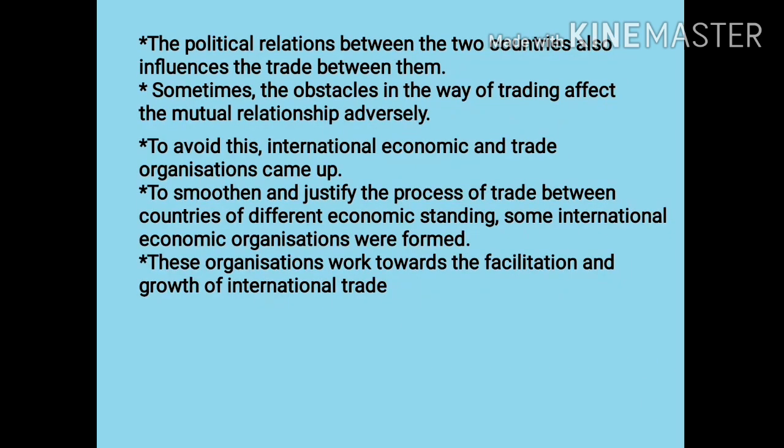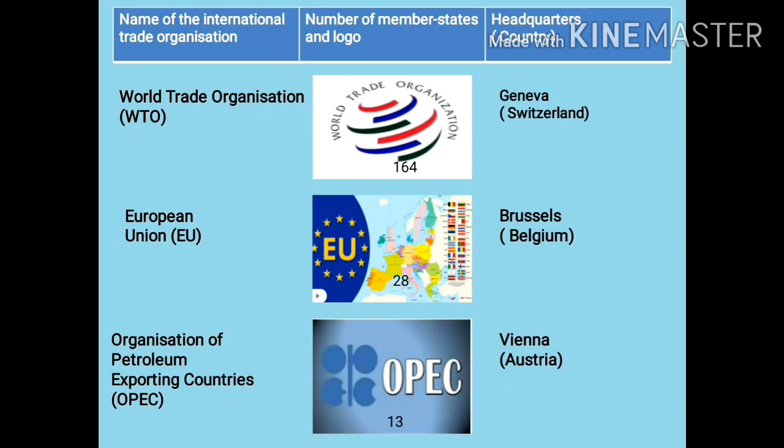In order to avoid adverse effects on mutual relationships, the need for international economic and trade organizations arose. So some international and economic organizations like WTO and SAARC were formed to smoothen and justify the process of trade between countries of different economic standings.